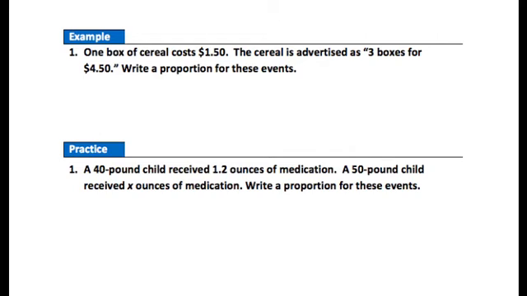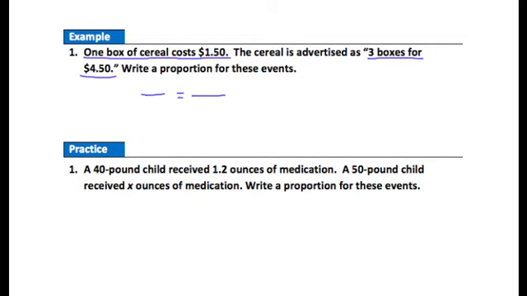Now let's take a look at an example that will help you understand how to write a proportion. Example 1. One box of cereal costs $1.50. The cereal is advertised as 3 boxes for $4.50. Write a proportion for these two events. Well, what we have here is rates because we're comparing things that are different. So we have one box of cereal and we're comparing that to money. So there's one of our rates, and the other rate that we have is 3 boxes for $4.50. So now we can write this in fraction form, and if we wrote these ratios, we can set these things equal. Since one box of cereal is $1.50, that's the same as 3 boxes for $4.50. We can write this as a proportion.